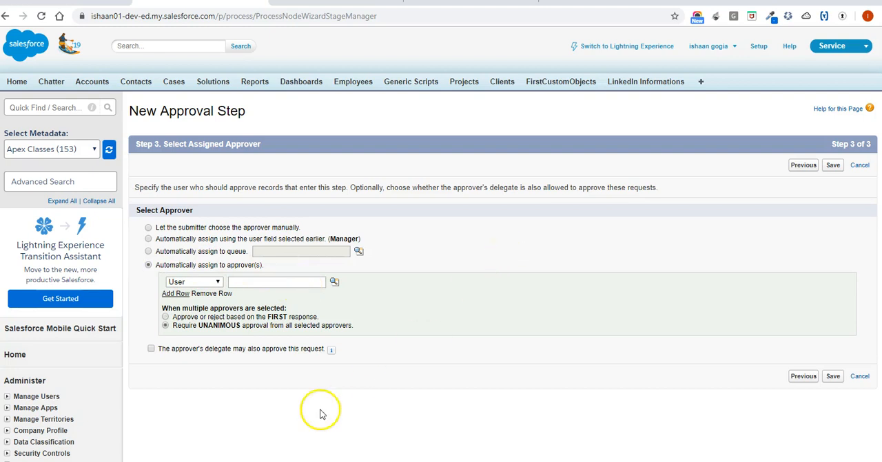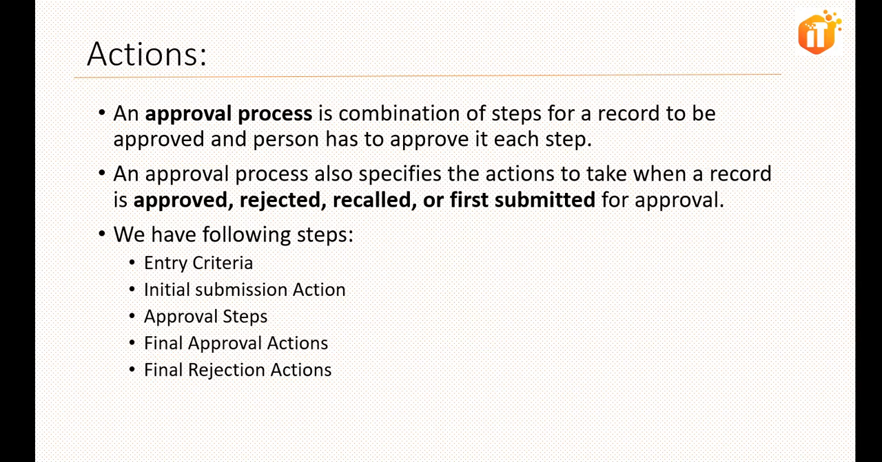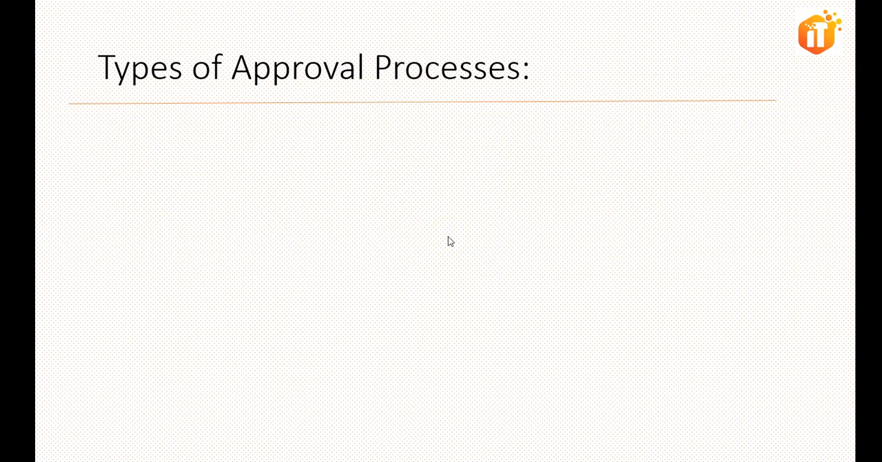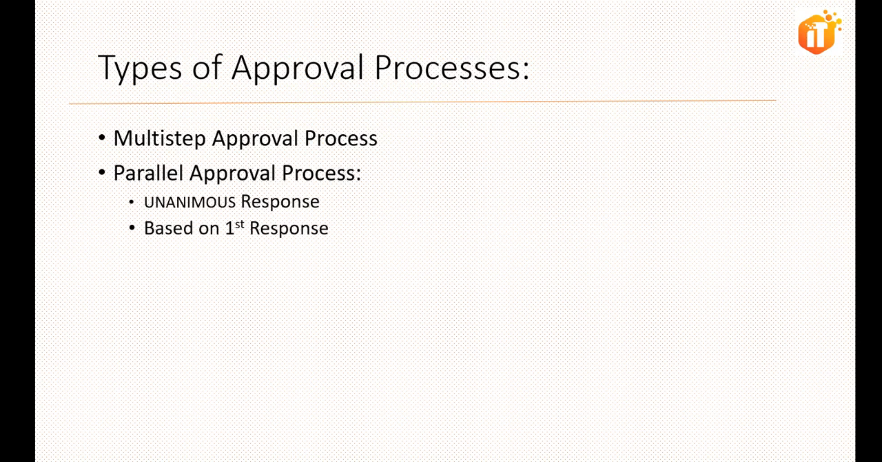Before telling you about this automatic assigning, let me take you to the presentation and tell you what the different types of approval processes are. We have the multi-step approval process. Like we are creating our first step, we can have n number of steps for our approval. The next is a parallel approval process. A unanimous response or based on first response.